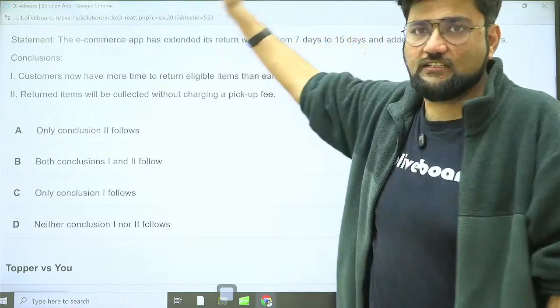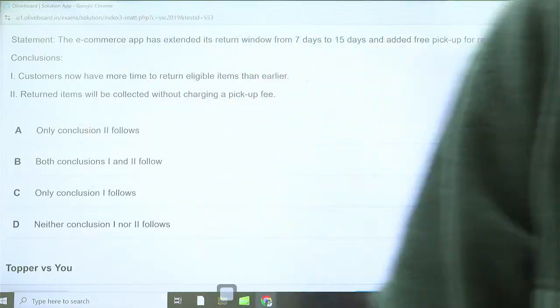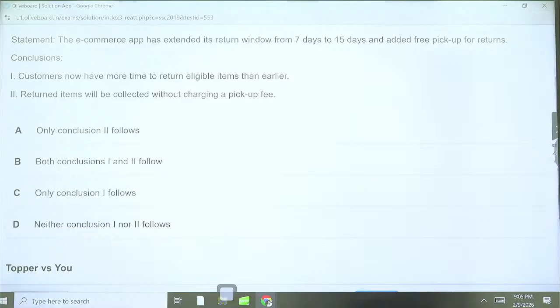The next question, I'll just move from your screen again. You can just observe it quickly. The statement says that the e-commerce app has extended its return window from 7 days to 15 days and added a free pickup for returns. Okay. Conclusions. Now this time we are not looking at assumptions, we are looking at conclusions rather, and the conclusions tell us something which has exactly been taken up from the statement or something which the author actually wanted you to drive to.